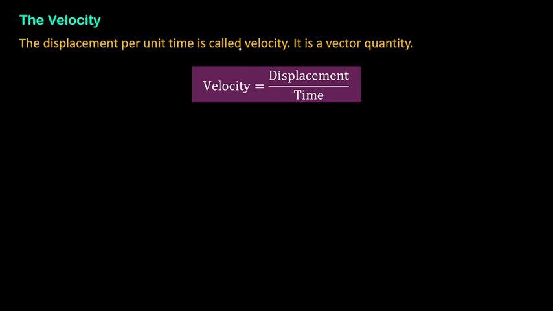The displacement per unit time is called velocity. It is a vector quantity. In speed, we had distance in place of displacement, and distance is a scalar quantity because it is simply the length of a path. But velocity is similarly defined as displacement per unit time, displacement divided by time.